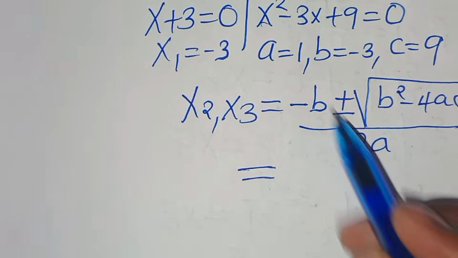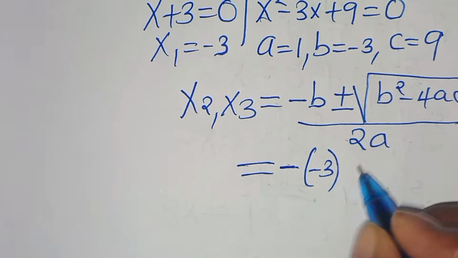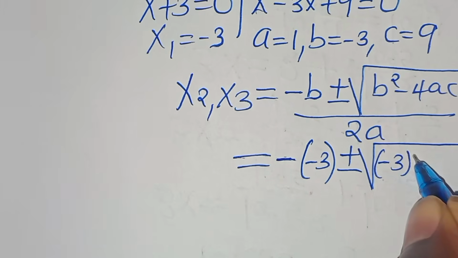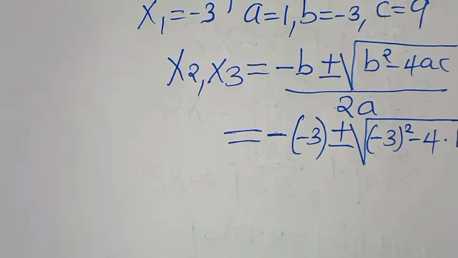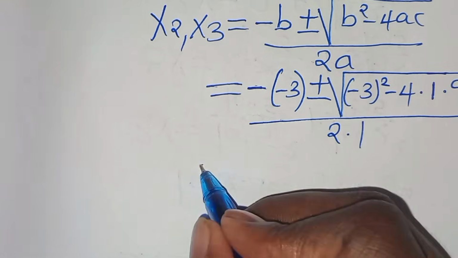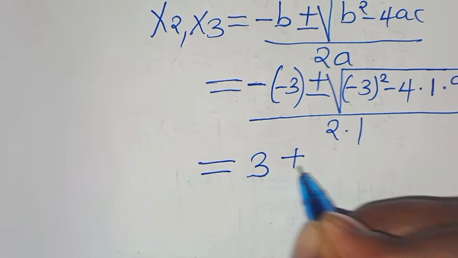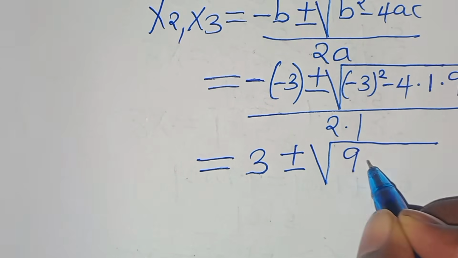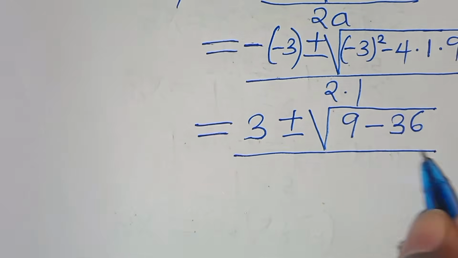Let's substitute the values of a, b, and c, so that we have minus 3 plus or minus the square root of minus 3 squared minus 4 times a, which is 1, times c, which is 9, everything divided by 2 times 1. So this implies that here we have minus times minus 3, which is 3, plus or minus the square root of minus 3 squared, which is 9, minus 4 times 9, which is 36, everything divided by 2.